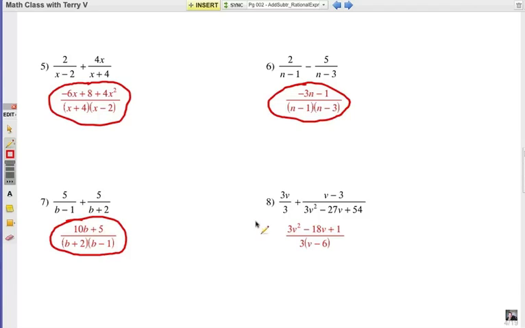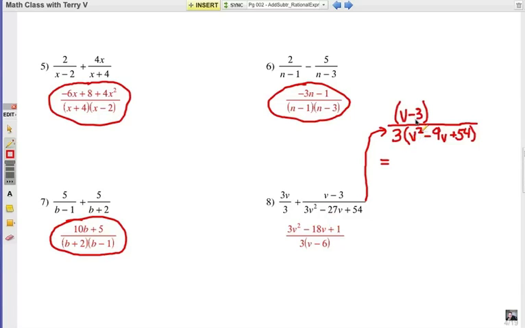Now when it comes to number 8, this is a very interesting one because this second fraction here, we're going to have to do some simplifying before we even try to add and find a common denominator. It's always a good tip, and I didn't mention this before, but hopefully you saw it. It's a good tip to reduce and simplify everything before you even start the process, if possible.